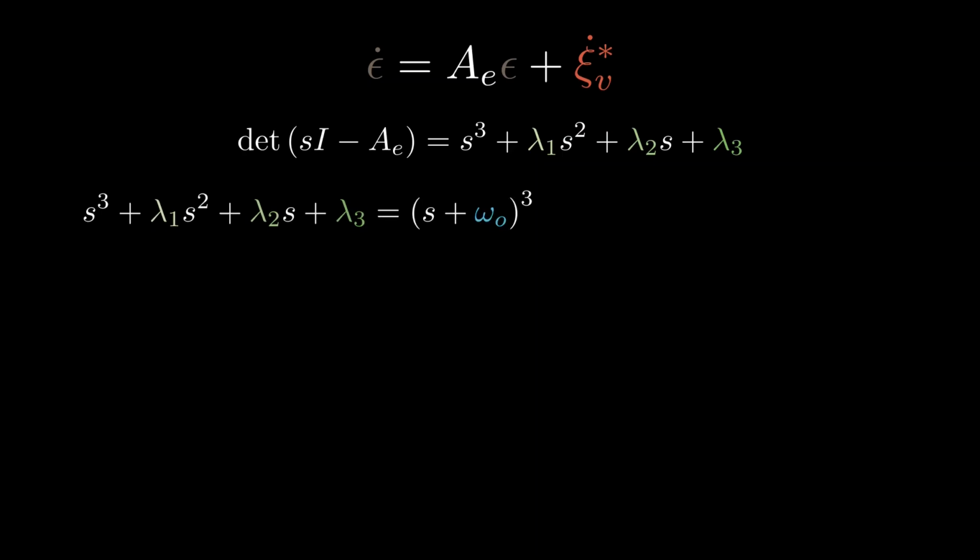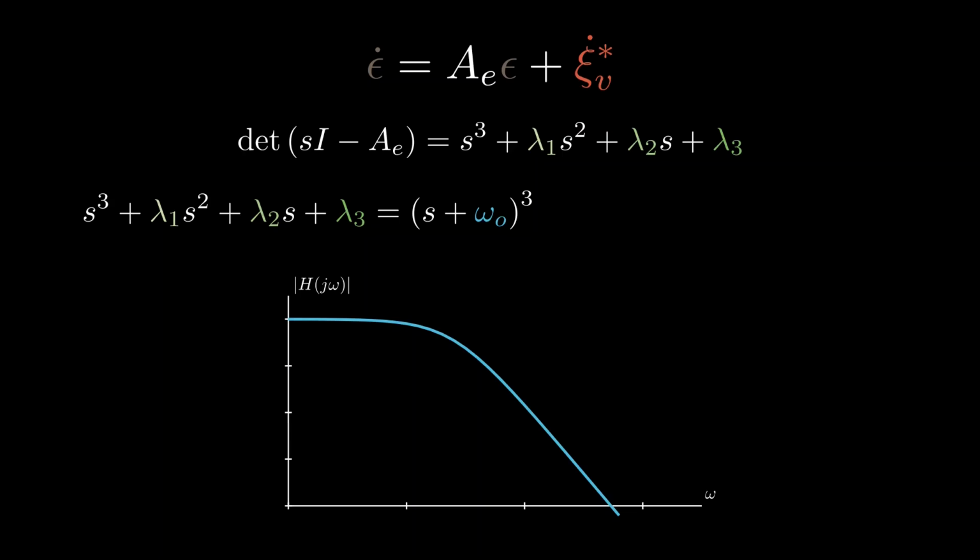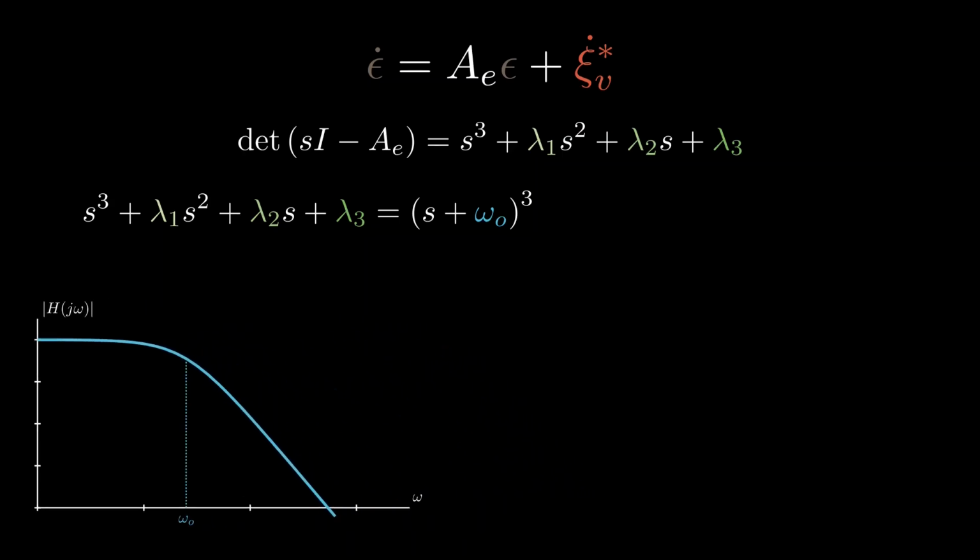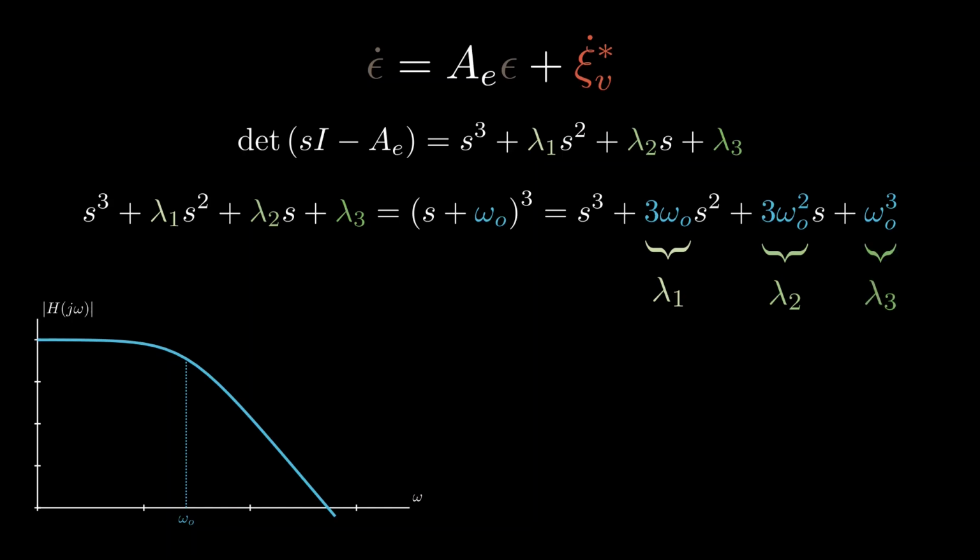For the observer, we'll call it omega O. Omega O can be treated as a corner frequency defining the bandwidth of the observer, hence the name of the method. Let's now expand the right-hand side of the equation and compare it to the left-hand side. By comparing the polynomial coefficients on the left and right-hand side, we can find the values of the observer gains. And that's it. We reduced the number of tuning parameters from 3 to 1.